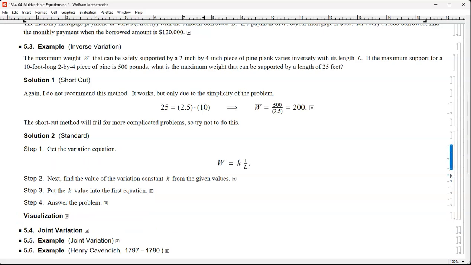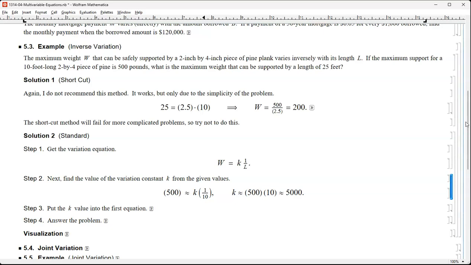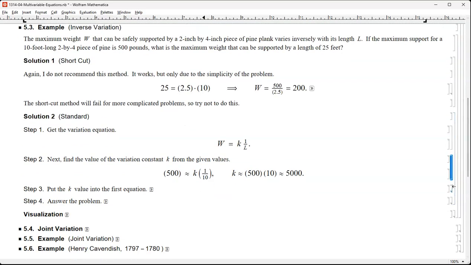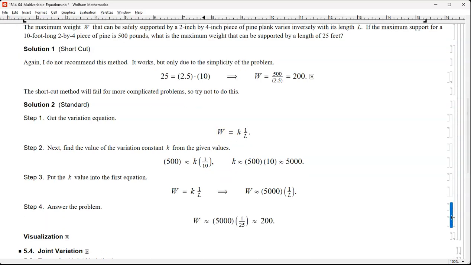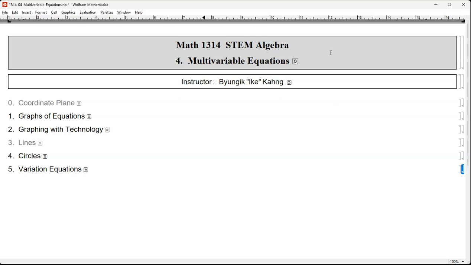Get the variation equation, find K by plugging in the values, plug the K back in to complete this variation equation. Now use the variation equation to answer the question. Remember the standard method. Both for direct and inverse variation, remember the standard solution.